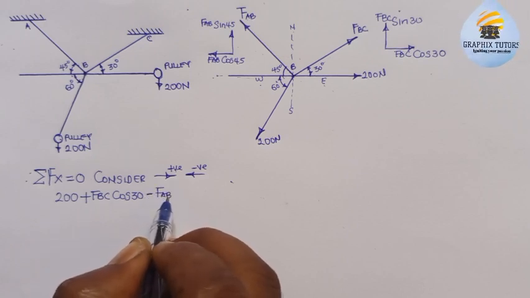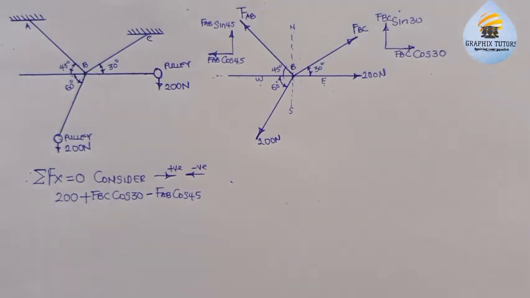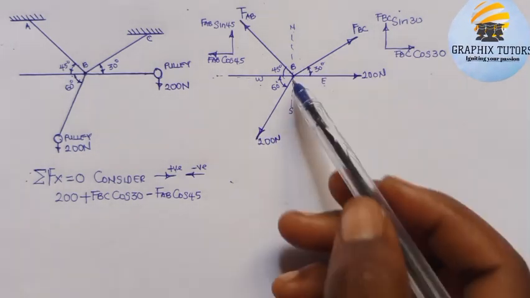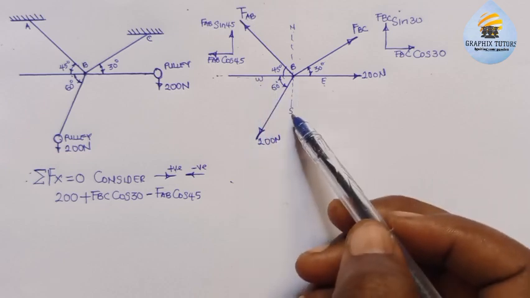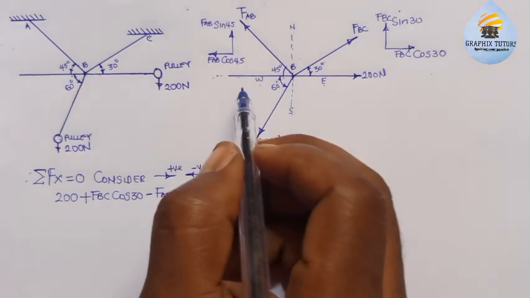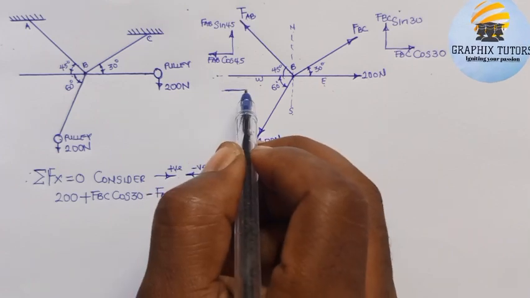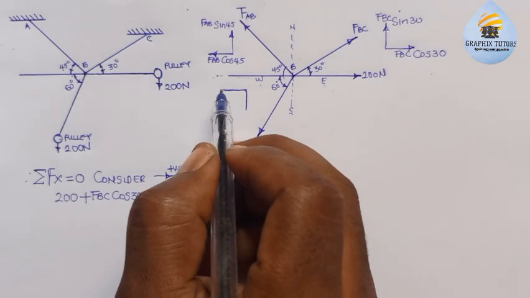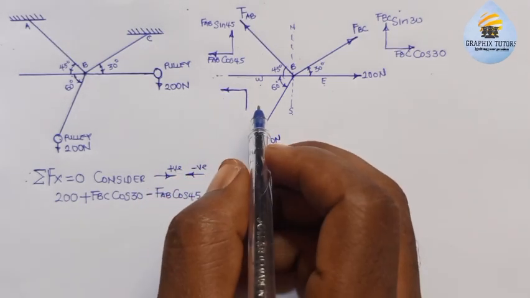FAB cos 45, right? Now the next one is also inclined. This inclined force at 60 degrees is in between west and south, right? So I'm going to bring out this to represent the west, and this to represent the south. And the arrow is going outward. So I'm going to assume the arrow is going outward this way.